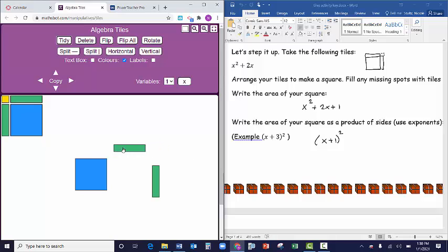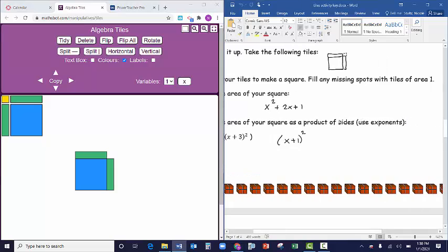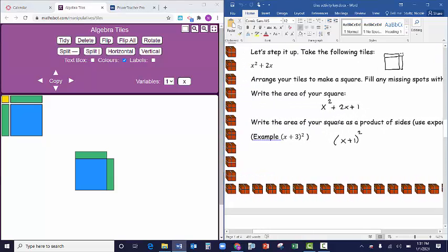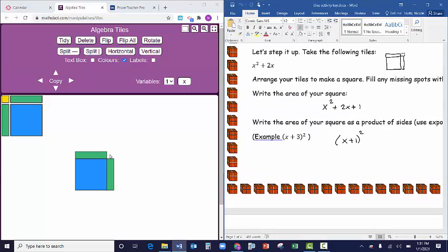Now don't get confused, because you may be thinking, well, I'll put one of them here and one of them here. Kind of almost makes a square, but I'm missing a piece. That is exactly what I want to happen to you. It says arrange your tiles to make a square. Fill in any missing spots with the tiles of area 1. So you should have just enough spots that you can fill in with these little yellow squares.